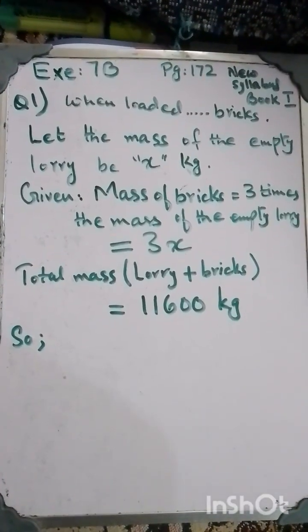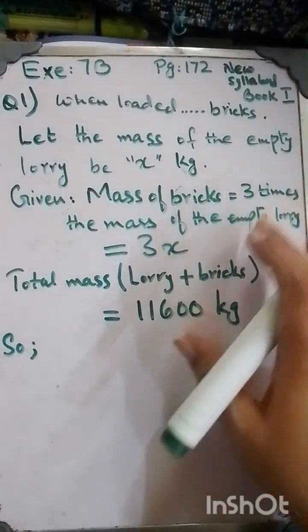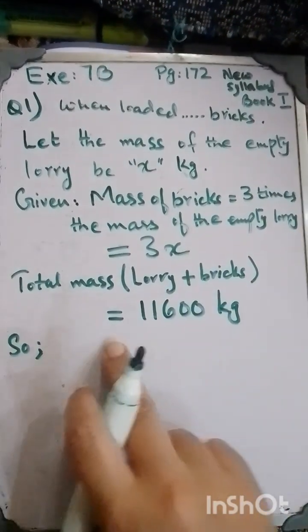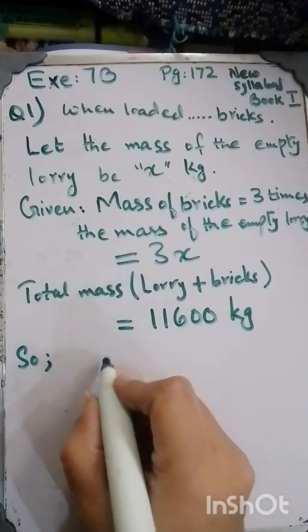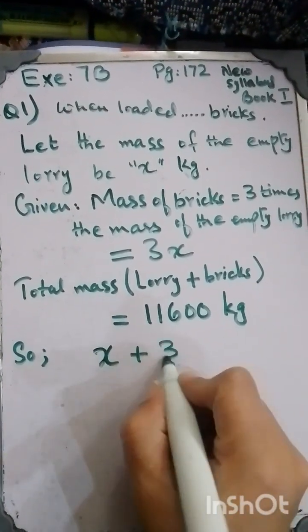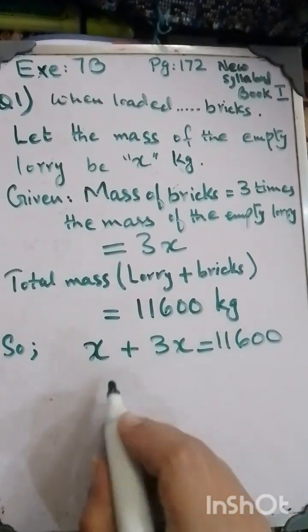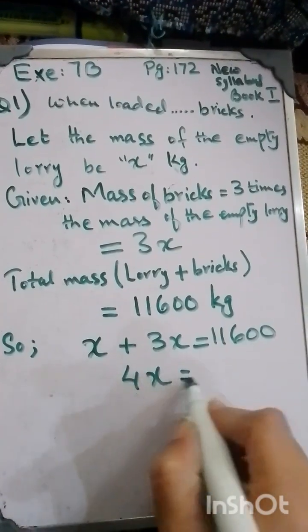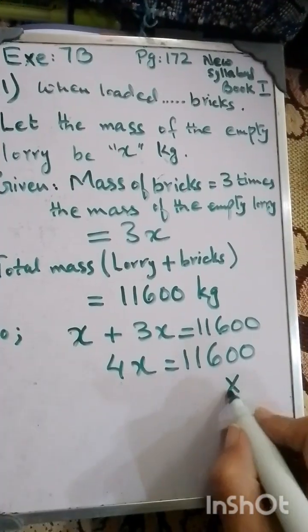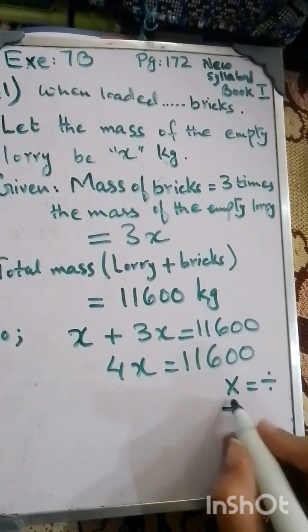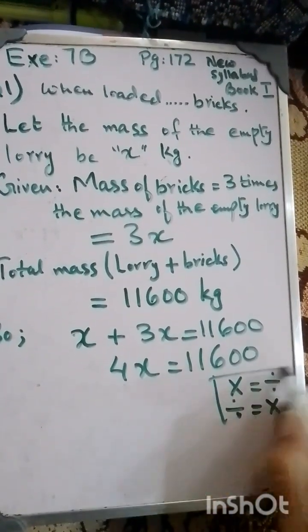Now mass of bricks equals 3 times the mass of the empty lorry. Since the mass of the empty lorry is x, the mass of the bricks is 3 times x, that is 3x. So we are going to write lorry plus bricks, which is already given in the question, 11,600 kg. So I am writing the equation simply. We are equating x plus 3x, mass of empty lorry and mass of bricks, equals 11,600.